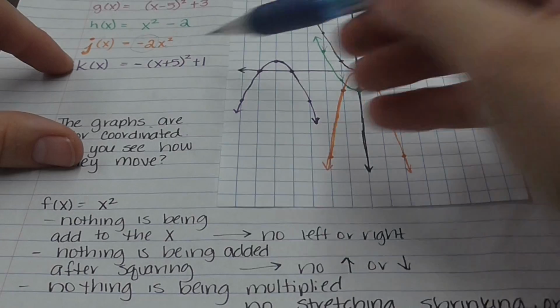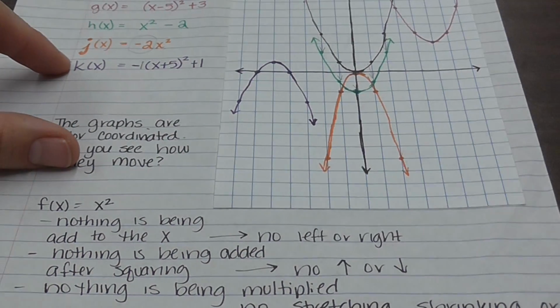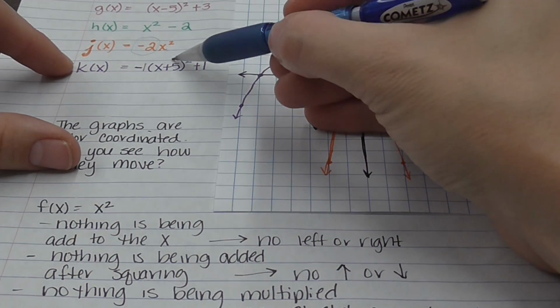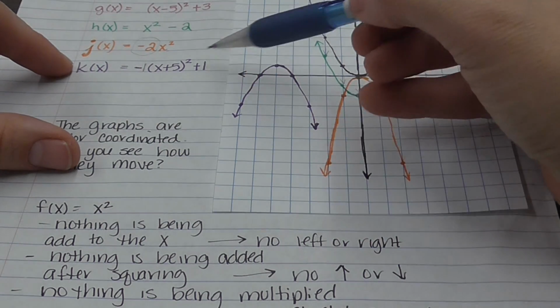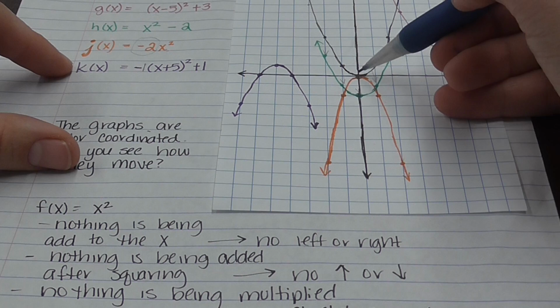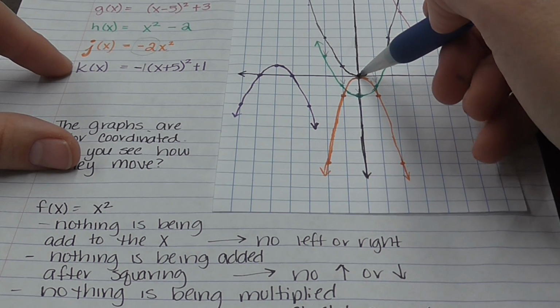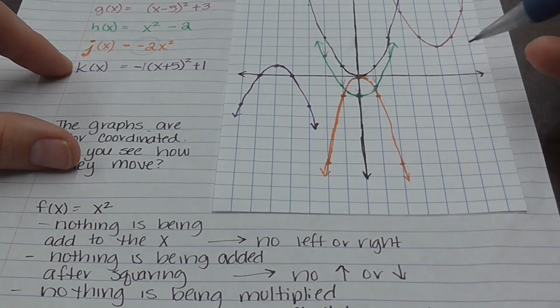And last but not least, this is the negative 1 that's out here. It tells me I'm going to flip it upside down, or I'm going to multiply all of my y values by negative 1. I have a positive 5 inside the parentheses, so I move left 5. I have a positive 1 outside the parentheses, so I move up 1. So my y value is 0, times negative 1 is still 0. Then I'm going to move to the left 5, up 1, draw a dot.